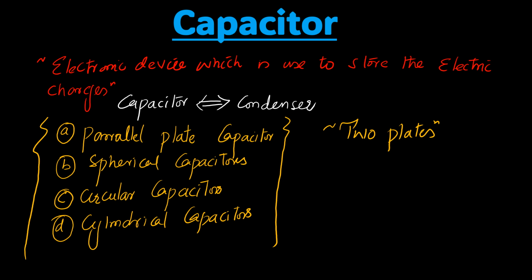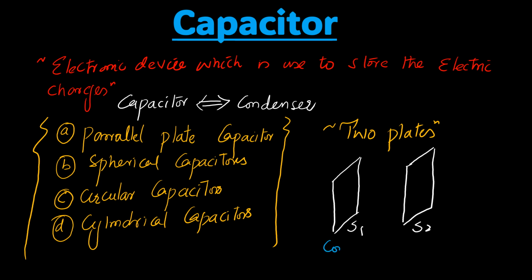A parallel plate capacitor consists of plates. We suppose that this is plate S1 and this is plate S2. So in a parallel plate capacitor, both plates S1 and S2 are placed parallel to each other. Please keep in mind that these plates S1 and S2 in a parallel plate capacitor are conductors.